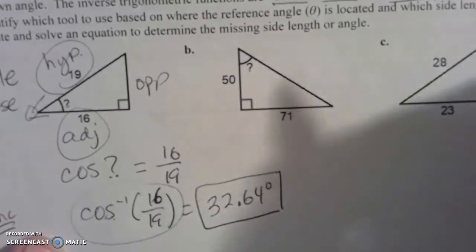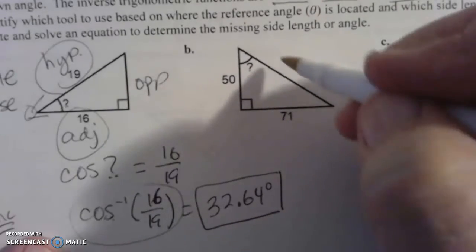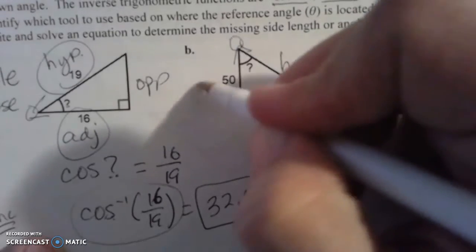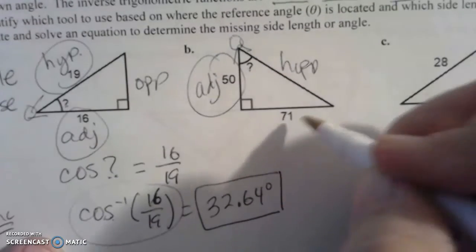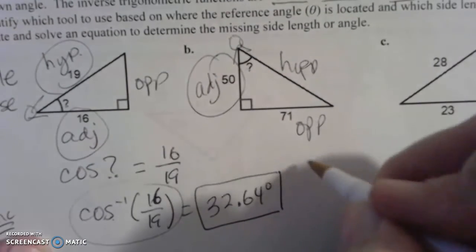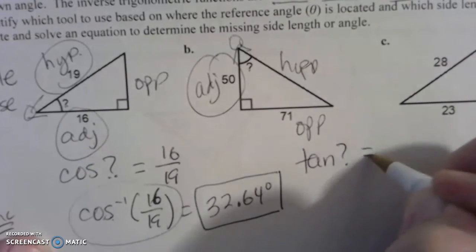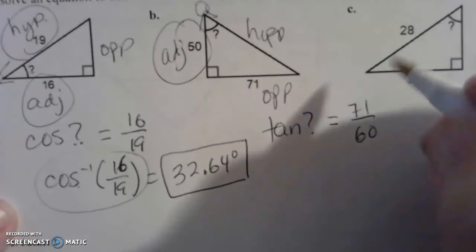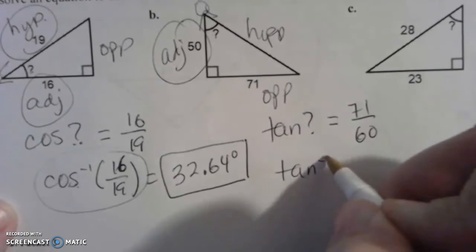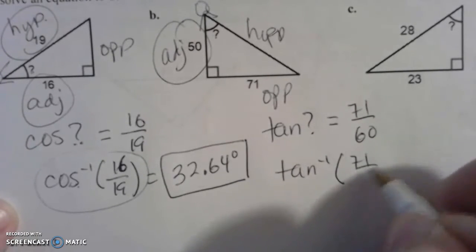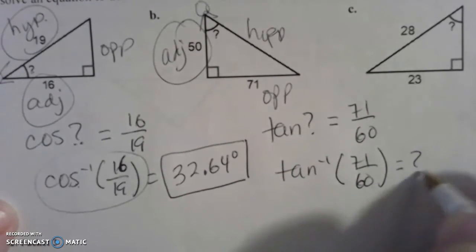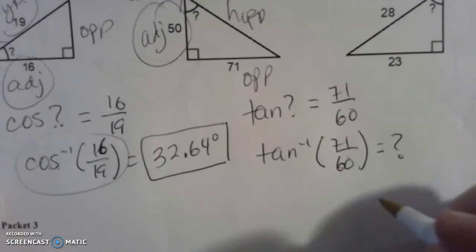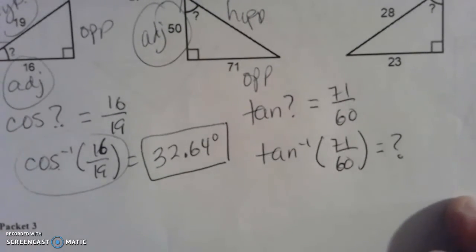Again, we don't know our angle on this one, so we're going to label hypotenuse. This is my reference angle. My arms touch here, adjacent and opposite. As soon as I know it's adjacent and opposite, I know it's tangent of 71 over 60. Since I don't have my angle, I'm going to rewrite this as inverse tangent of 71 over 60, and that will give me my unknown. And that's what I'm going to type into the calculator. When I type that in, what do we get?